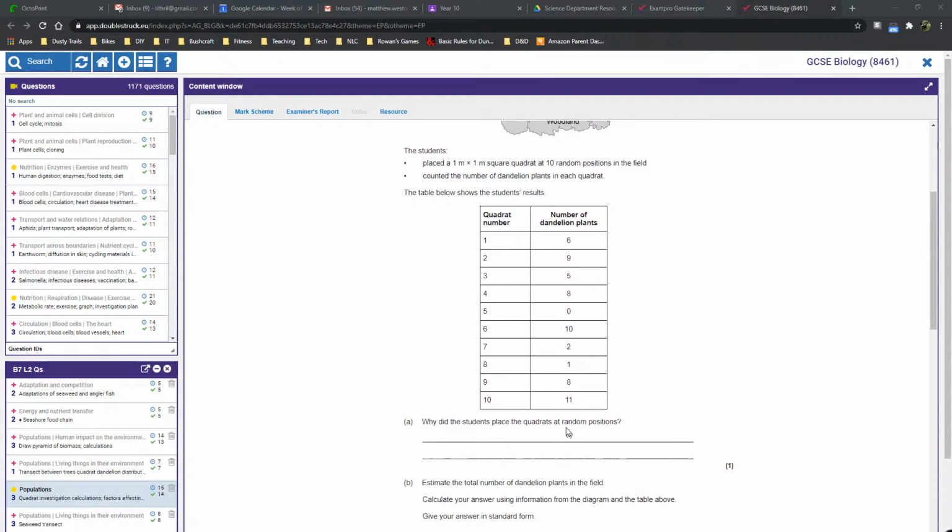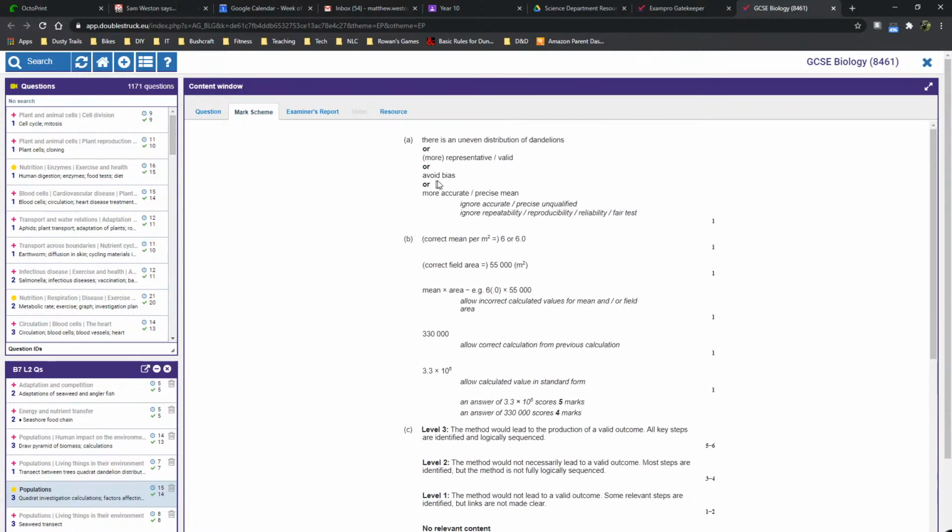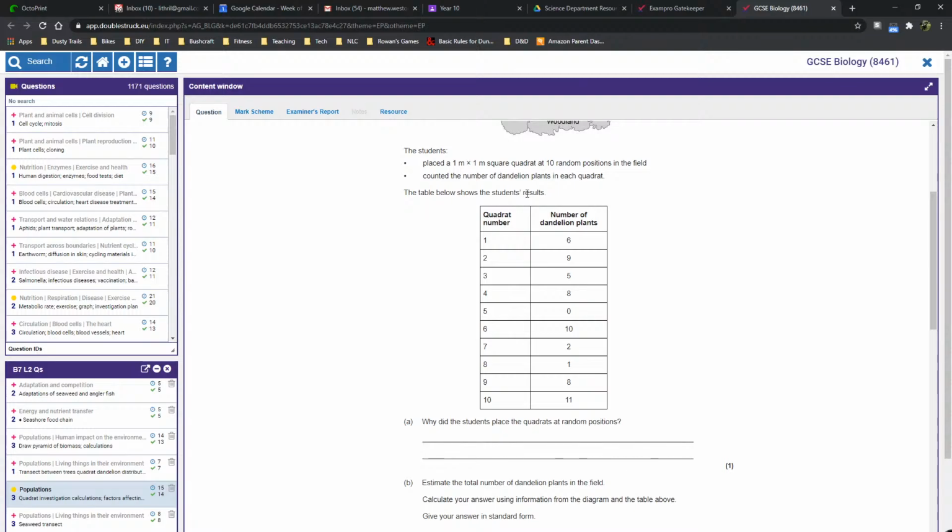They then went through and said, why do they place it in random positions? So it's to avoid bias. And by bias, I mean, if you think about those students I was talking about at the start, when they were doing the daisy calculations, they were really biased because they desperately wanted to count some daisies and there weren't any on the field apart from those 3. So it avoids bias. And it's only a 1-mark question, so I wouldn't even write a sentence. I would just put avoids bias. And if you look at the mark scheme for that, there you go, avoid bias. So that is all you would need to write down. We don't need to write big paragraphs and sentences for that one to get the marks.